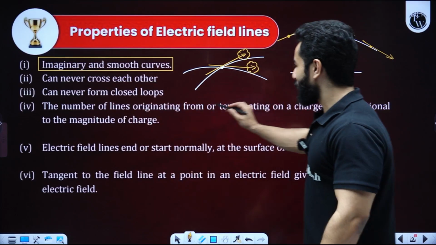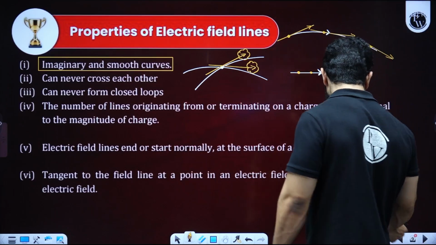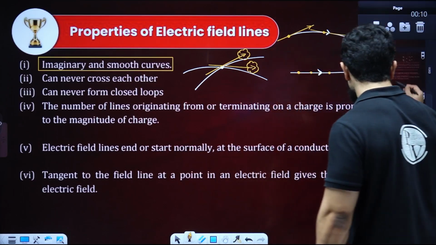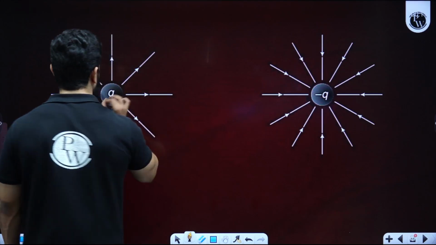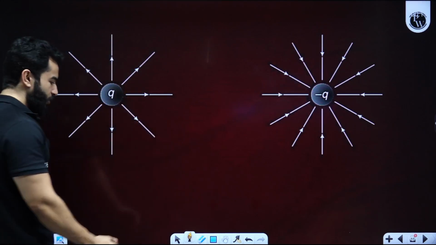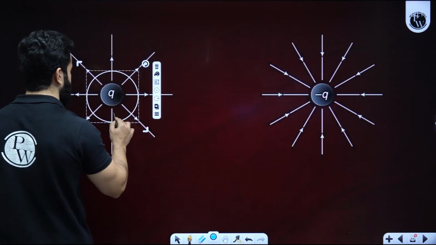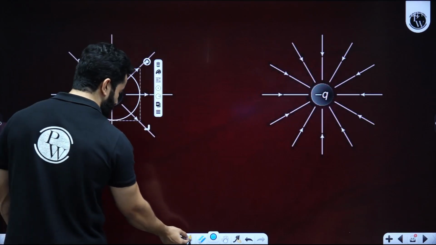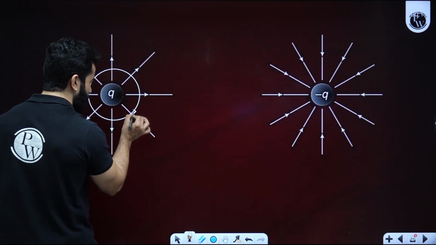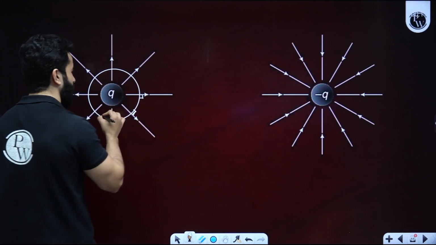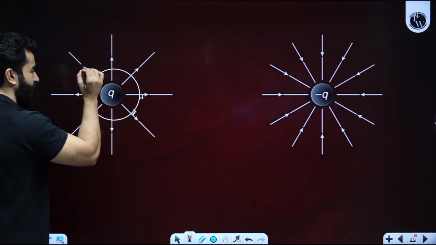The number of lines originating or terminating on a charge is proportional to the magnitude of the charge. I am going to explain this to you using this diagram. Let's suppose we have got charge Q over here, and you draw an area like this. You ask how many electric field lines are passing at right angle through this area. The area would be 4 pi r square of this sphere. So let's suppose it is Q and 1, 2, 3, 4, 5, 6, 7, 8 lines are passing.